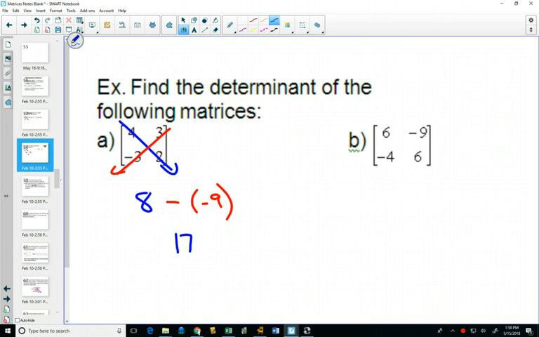Someone who likes square matrices better than other matrices. And this one will be 36, and then we will subtract. And this is 36, so it's equal to 0.